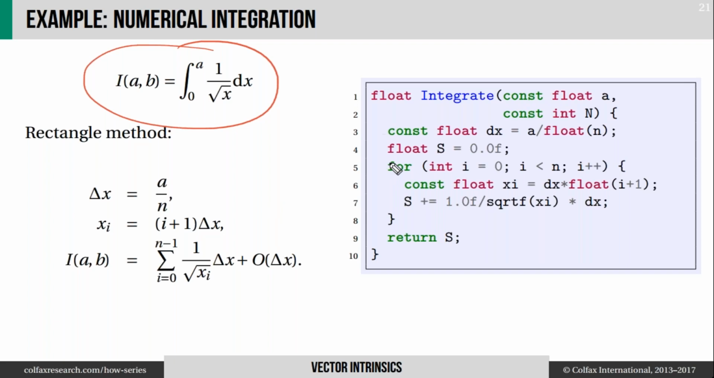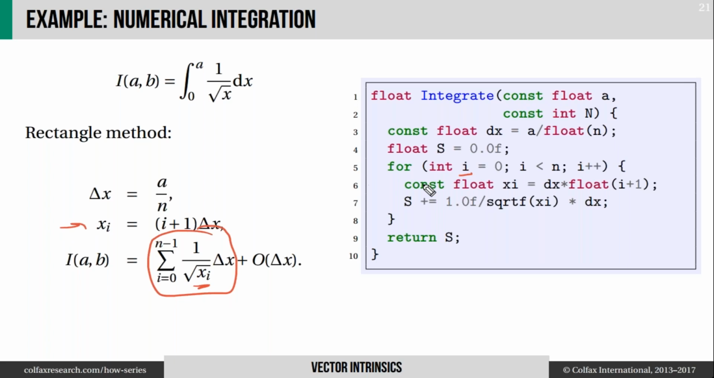What I'm doing here is first I'm showing you the scalar loop. In the scalar loop, I compute delta x as a over n. This is it. Then I set up a loop in which I will run this sum. In this sum, I need to compute xi, like this, and this is the expression. Then I need to compute the function, multiply by delta x, accumulate into a running sum. There it is. And return the result. This is scalar code.